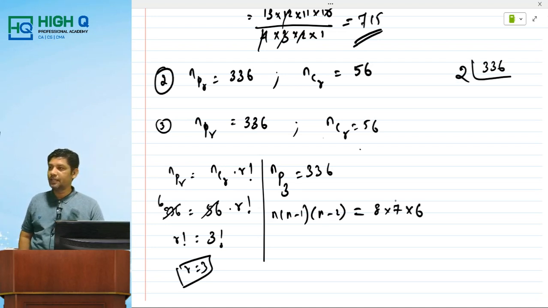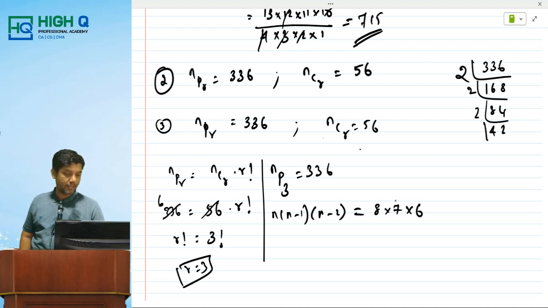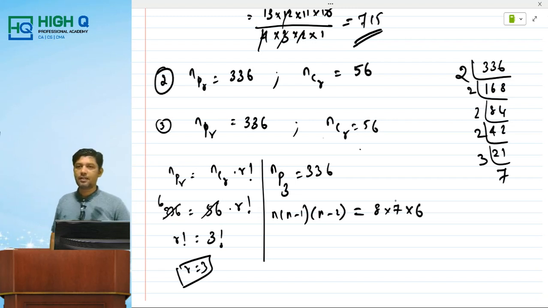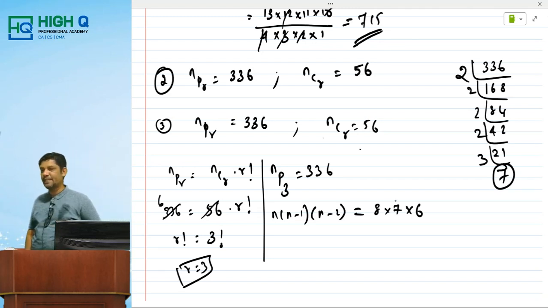Dividing by 2 repeatedly: 336, 168, 84, 42, 21. Correct, my dear? This is my clue. The prime number I am getting is 7.